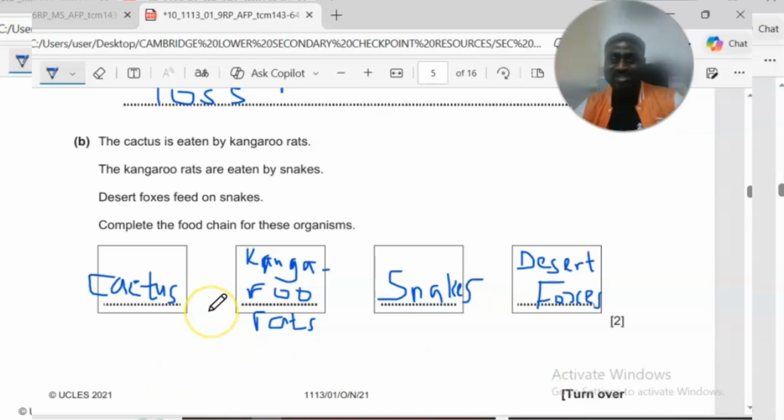So when you do this, you are on your way to earning more points in your Cambridge Lower Secondary checkpoint.